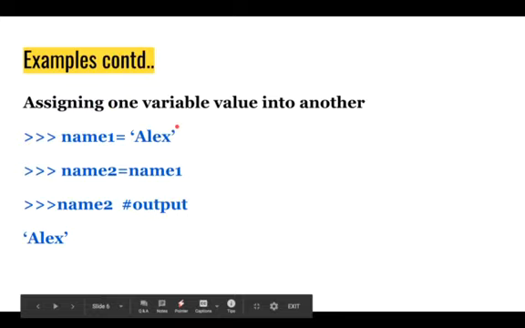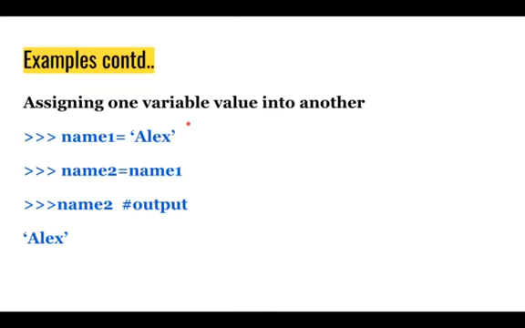This is an example of how to assign one variable value into another, and that is done using two statements. That is name1 is equal to Alex. Alex is stored in name1, and this name1 is stored into name2. So indirectly this will assign Alex into name2. When you display the output name2, it will display Alex.